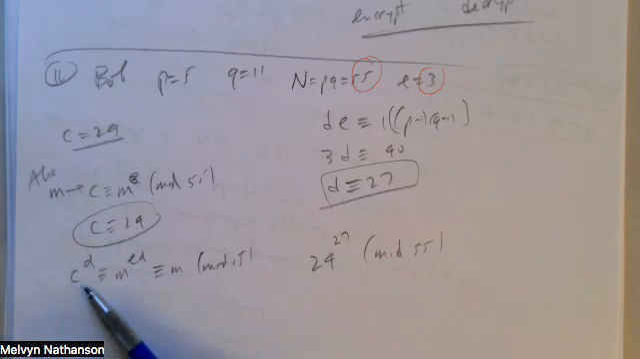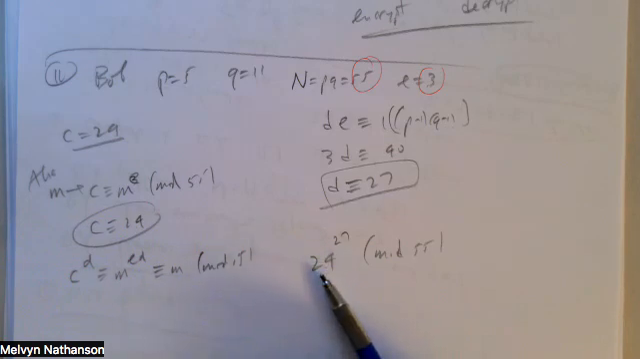So he has to raise C to the power D, which is 24 to the power 27. So if you take 24 to the 27th power, and you look at what it's congruent to, mod 55, I get 29.